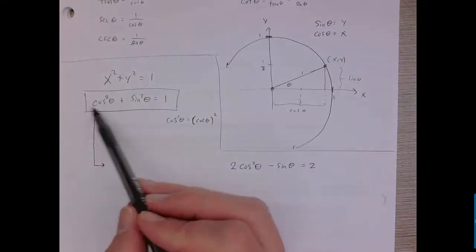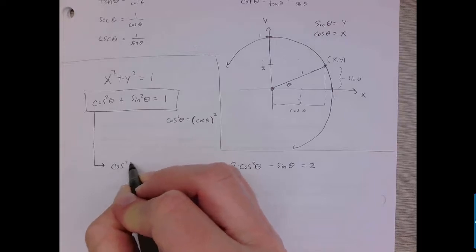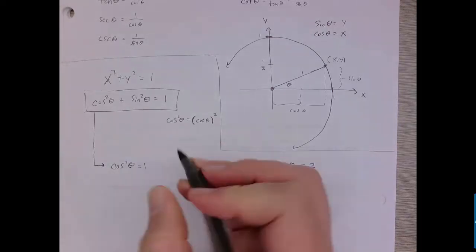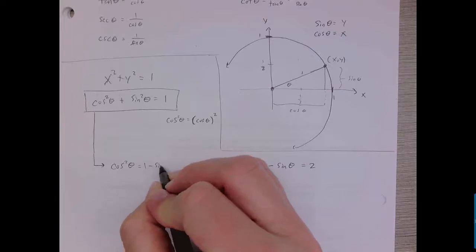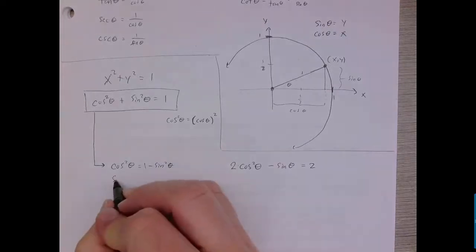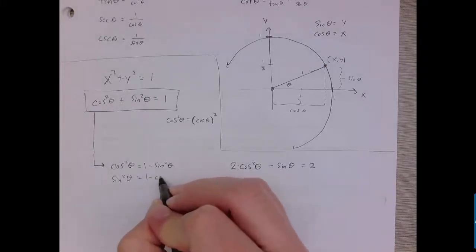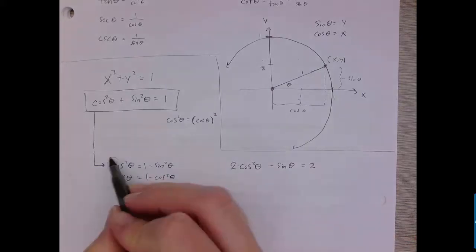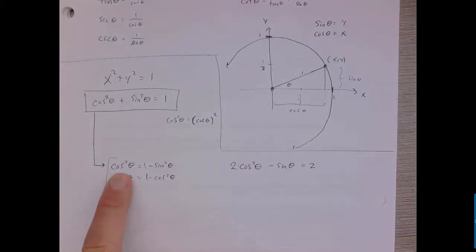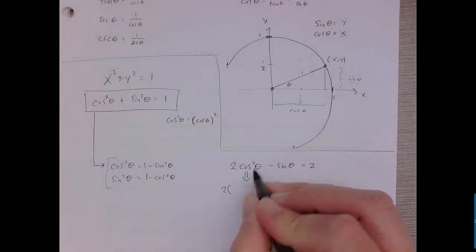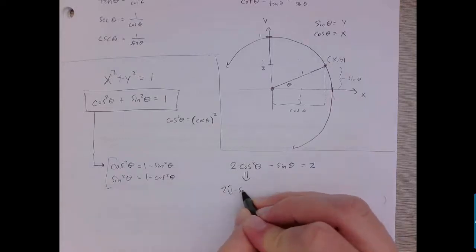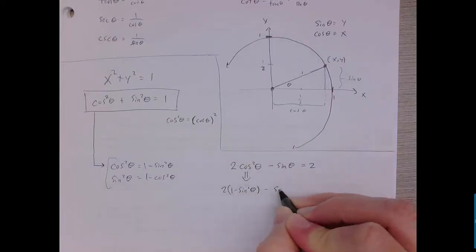Let's try and isolate cosine squared. So we've got cosine squared. If we subtract sine squared from both sides, we've got cosine squared is 1 minus sine squared. Or we could do it the other way. We could subtract cosine squared from both sides and get sine squared is 1 minus cosine squared. So here you can take a cosine squared and rewrite it in terms of a sine squared, or vice versa. So if you were going to apply that technique here, let's take the cosine squared and turn it into a sine squared. Now we've got cosine squared is 1 minus sine squared, and then we've got minus sine.